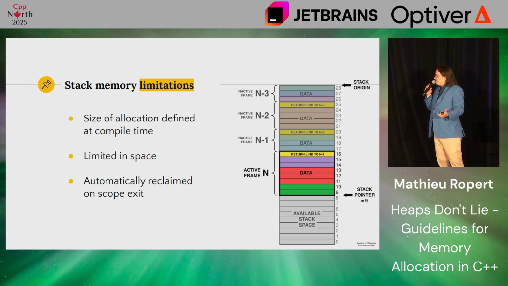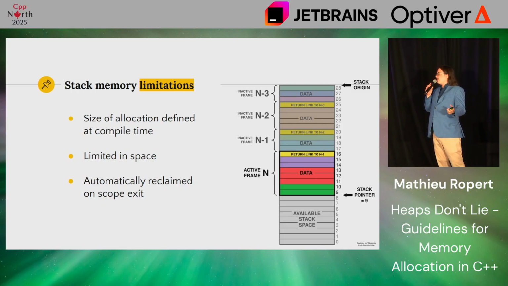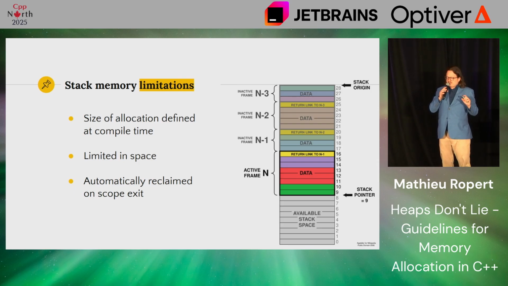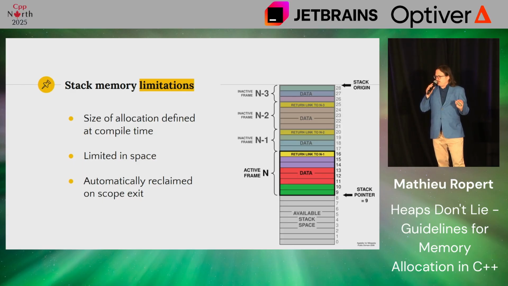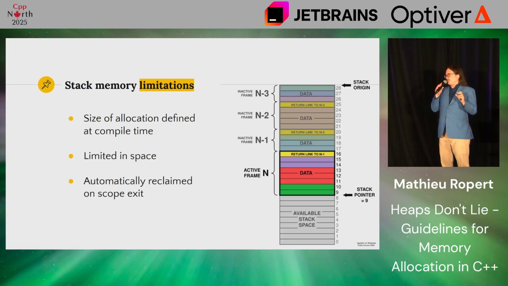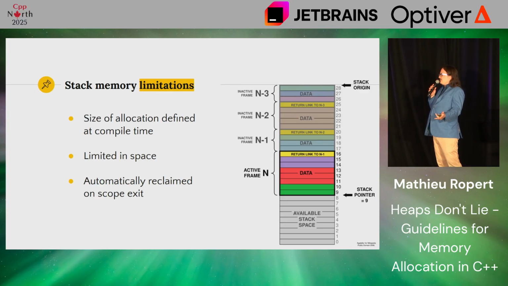So for the compiler to be able to emit that code, it needs to know the size of what you are allocating. This is one of the first things they teach you when you start doing C or C++. You cannot have a variable size array on the stack. You can come talk to me afterwards about some specific exception, but roughly speaking, you cannot. You have to know the size at compile time, which already limits the scope. Because if you have a container, you can't put it on the stack unless you have an upper bound that you can determine. And also, it's limited in space.